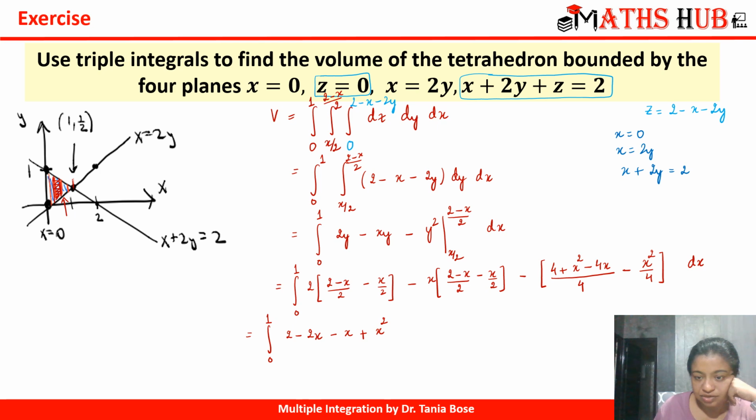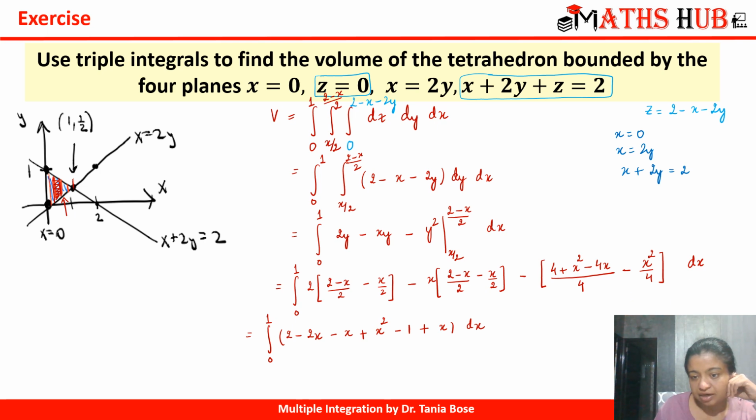And then let us open up the brackets over here. So when I open up this bracket, I will simply get 4 plus x square minus 4x minus x square divided by 4. So x square cancels and I'll get these terms. So I will have the terms minus 4 by 4 would be 1, and then minus into minus would be plus, and 4x by 4 would be again x, and I will integrate it with respect to dx, right? So these are the terms that I will get.